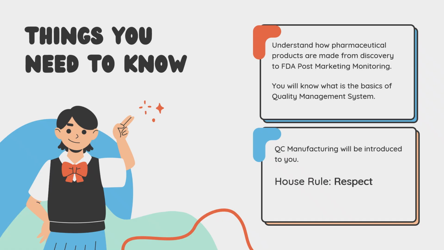Second, you'll be introduced to the basics of a quality management system, which includes concepts like GMP, quality assurance, quality control, documentation, and risk management. Next, we'll explore the QC manufacturing process, what really happens on the production floor, what documents are required, and how do we make sure that each batch meets quality standards.